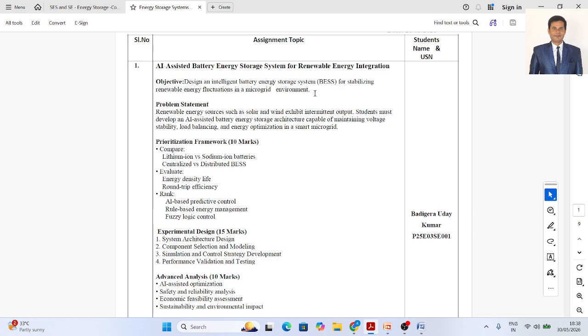Now, based on what we have studied, you have to try to design. Okay, so that is the actual aim of your PBL. Okay, those are the objectives. So in the problem statement, you have to think about the renewable energy sources such as solar and wind exhibiting intermittent outputs. Generation is not happening frequently. Then what happens, there is a problem with the battery storage.